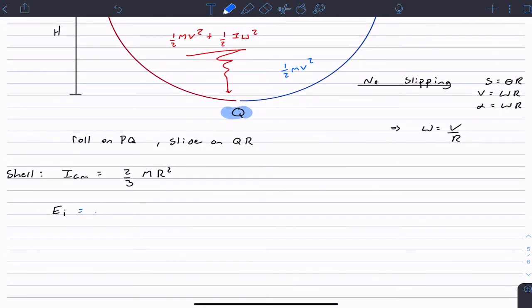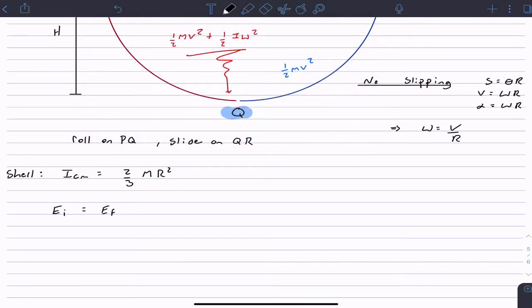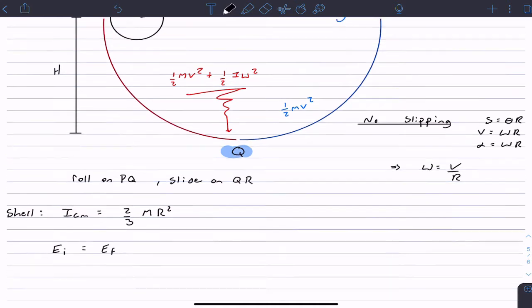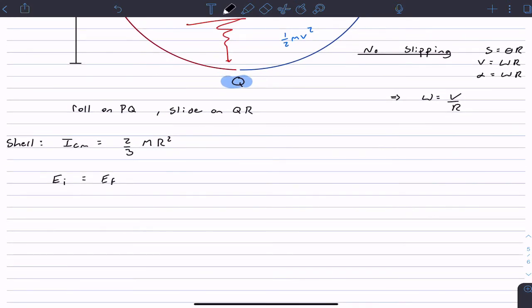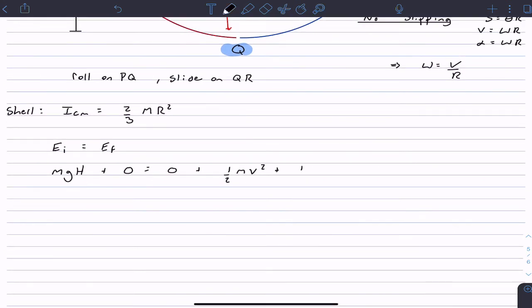E_I is equal to E_F, right? So let's just consider what we have. We have mgh as initial energy, mg big H, and then we'll say plus 0, right? The next part is going to be 0 plus half mv squared, just like I had written down on the diagram up here, right here, plus half I omega squared.